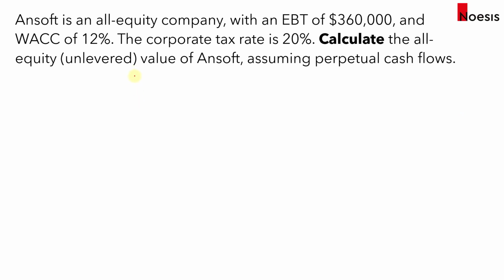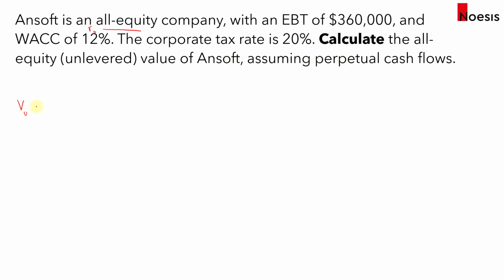Now let's look at this example. So Ensoft is an all-equity company with earnings before tax of $360,000, and the WACC is 12%, which is also R sub 0 in this case because it's all equity. So the corporate tax rate is 20%. So calculate the all-equity value or the unlevered value of Ensoft assuming perpetual cash flows.